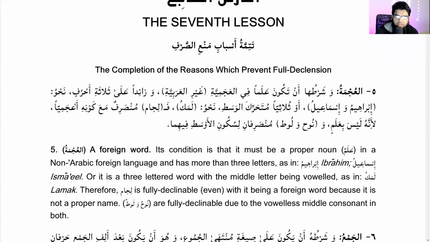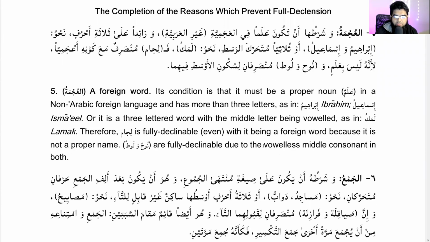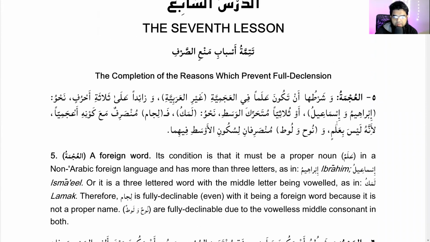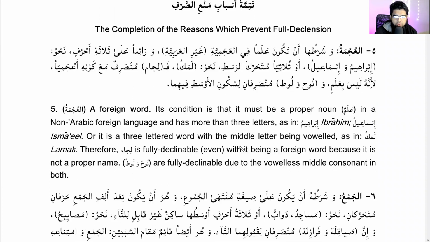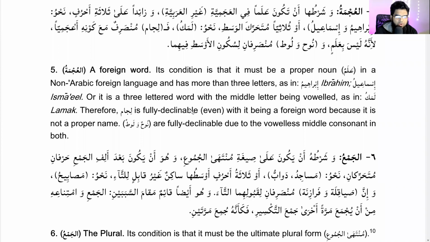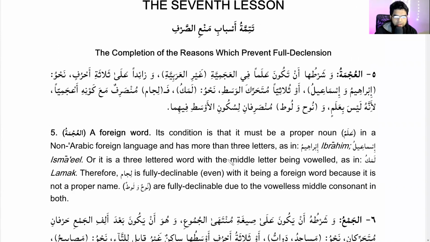منصرفان للسكون الأوسط فيهما, due to the vowel-less middle consonant in both. Middle letter has sukun. They had no issues giving tanween to it. So Arabs gave it tanween. Then we have al-jam'u. So one of the reasons is al-ujma, a foreign word.